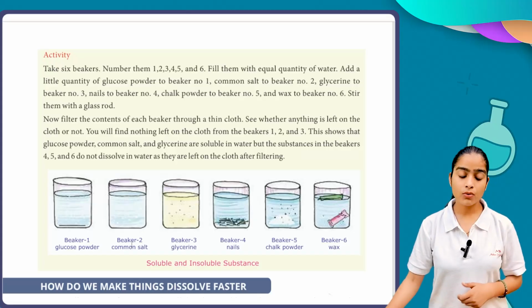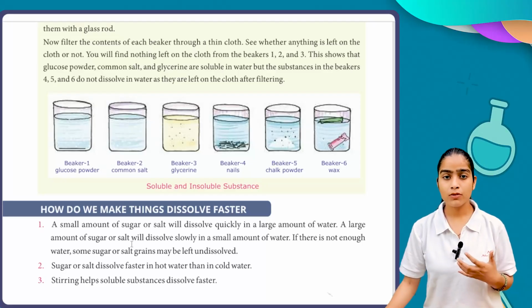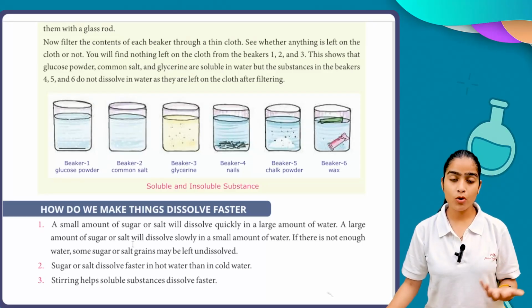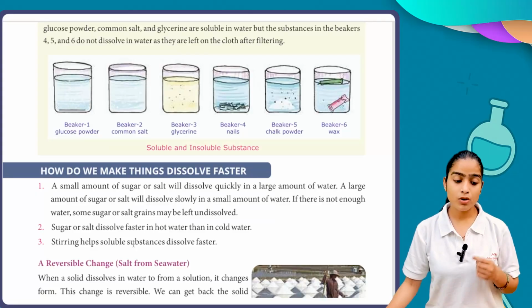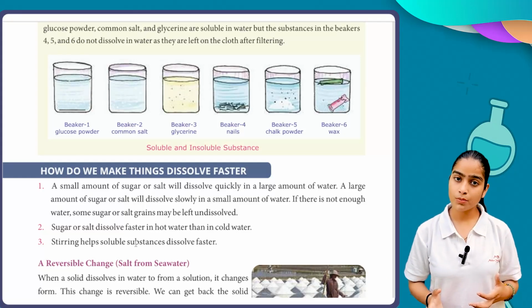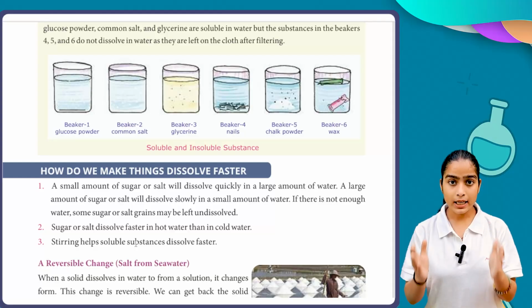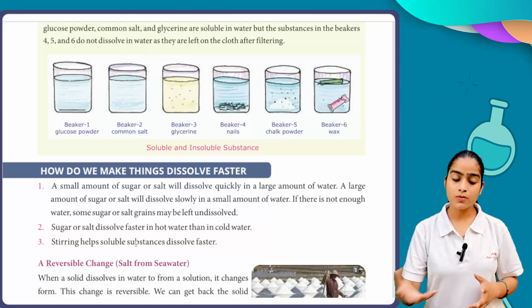Okay, now how do we make things dissolve faster? How can we make the solute dissolve faster inside the solvent? A small amount of sugar or salt will dissolve quickly in a large amount of water. A large amount of sugar or salt will dissolve slowly in a small amount of water. If there is not enough water, some sugar or salt grains may be left undissolved. So if you want to dissolve it faster, keep in mind that the water should be in a big quantity, and the solute in smaller quantities.